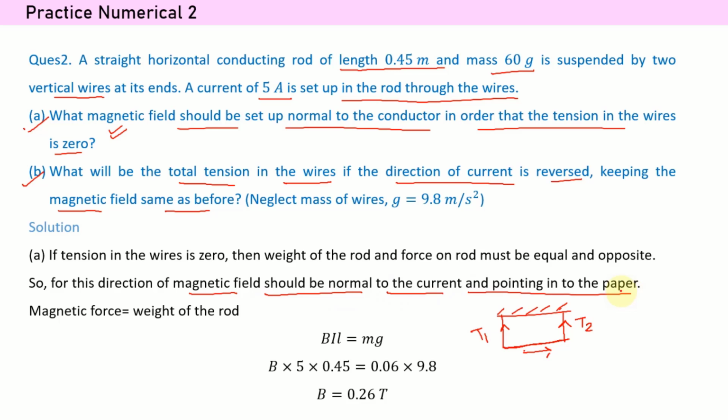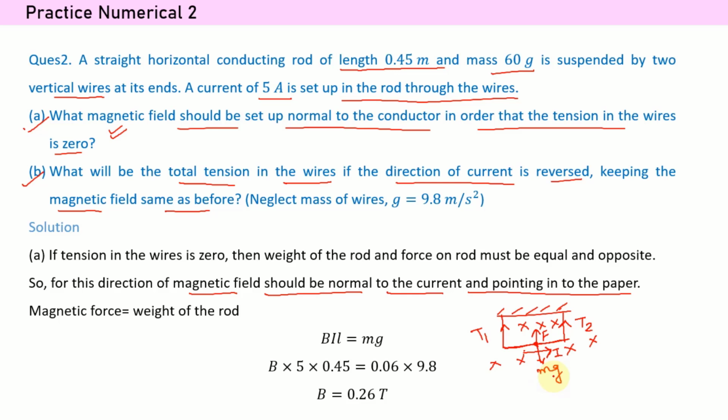As the magnetic field is normal to the conductor, it is represented by crosses as it is pointing into the paper. Now, according to Fleming's left hand rule, if the current direction is this and magnetic field is pointing into the paper, then a force exerts on this conductor in the direction shown, that is perpendicularly upward, and the weight mg should be downwards.